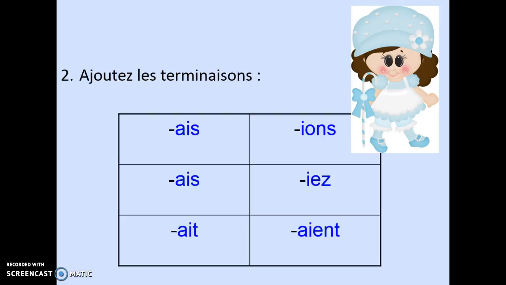So I'm going to sing it one last time. You can sing along with me if you want to, or you can just skip. So it goes, Mary had an A-I-S, A-I-S, A-I-T, I-O-N-S, I-E-Z, A-I-E-N-T. Woo! So I hope it was helpful for you. Don't worry, we'll practice in class together.